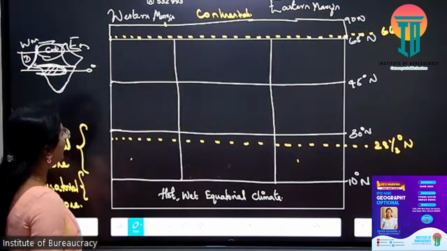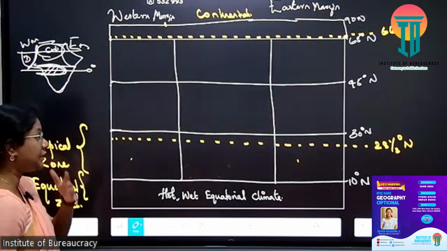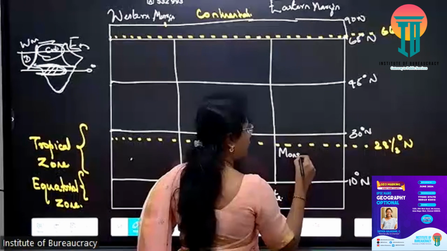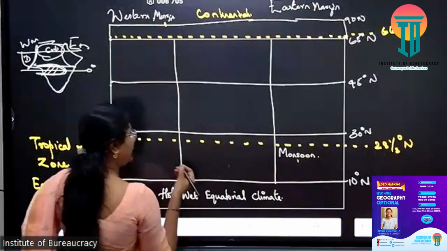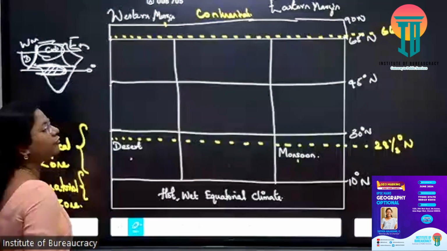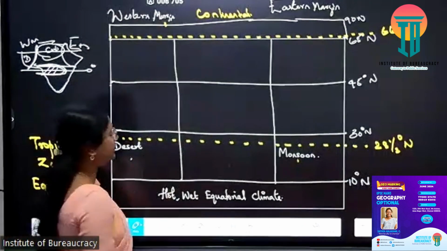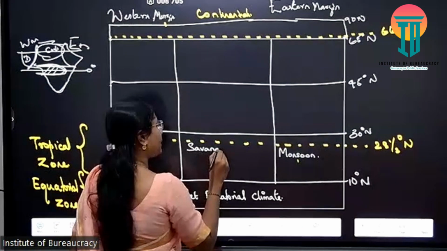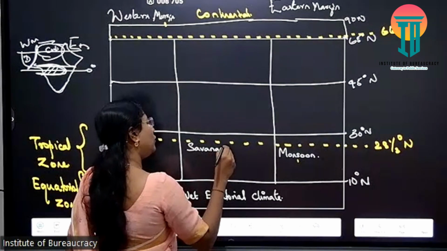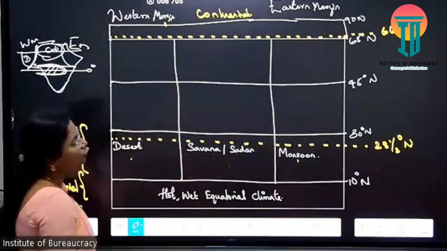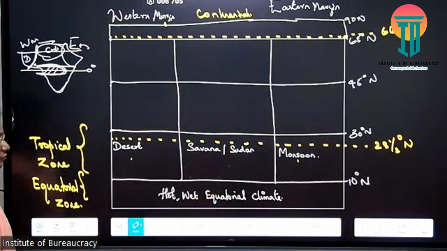So within the tropical region, there are 3 important climates. Eastern margin, monsoon. Western margin, hot desert, desert type of climate. And the center one is known as savanna. Savanna or Sudan type of climate.